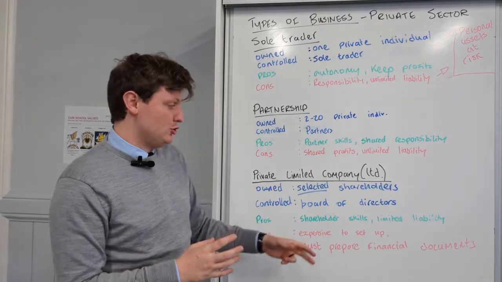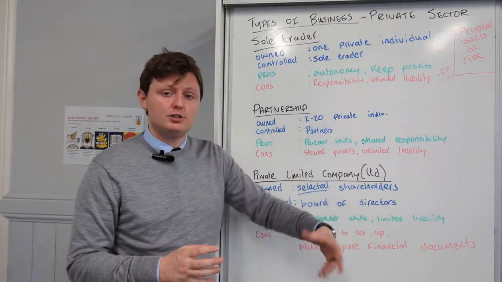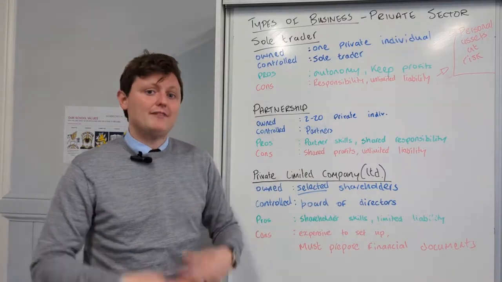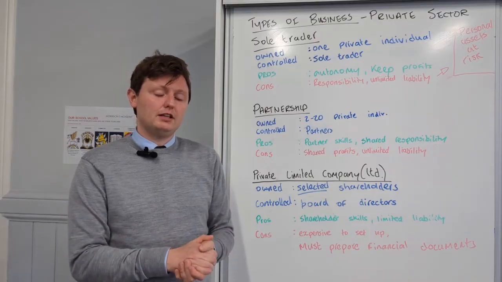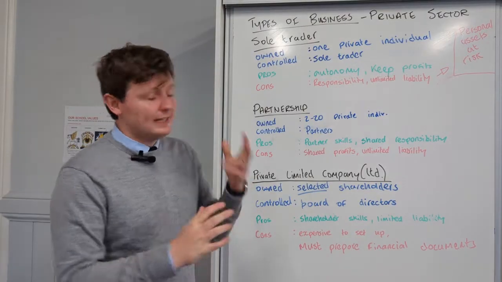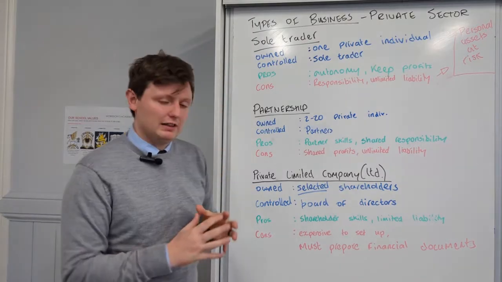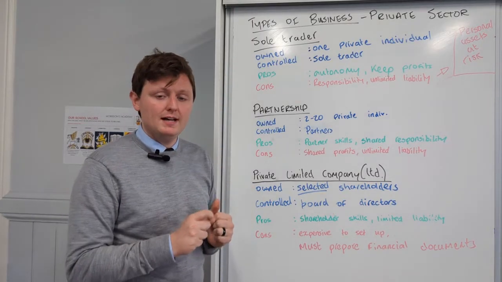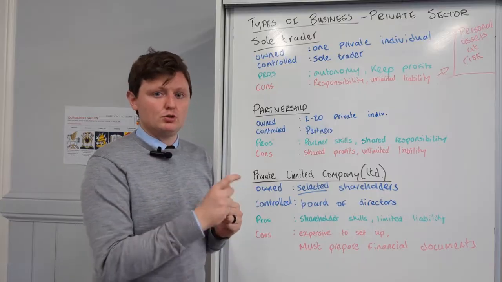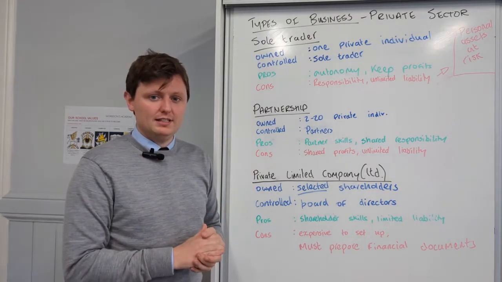And so obviously, as much as you get that protection of limited liability, which is a good thing, you have that disadvantage of having the expense of being a private limited company. Three main types of business we look at in the private sector: sole trader, partnerships, and private limited company. We want to focus on them in terms of ownership, in terms of control, and we need 2 advantages and 2 disadvantages.